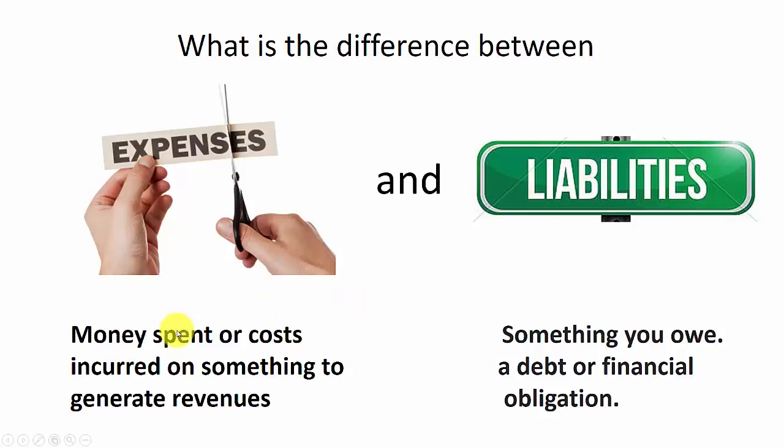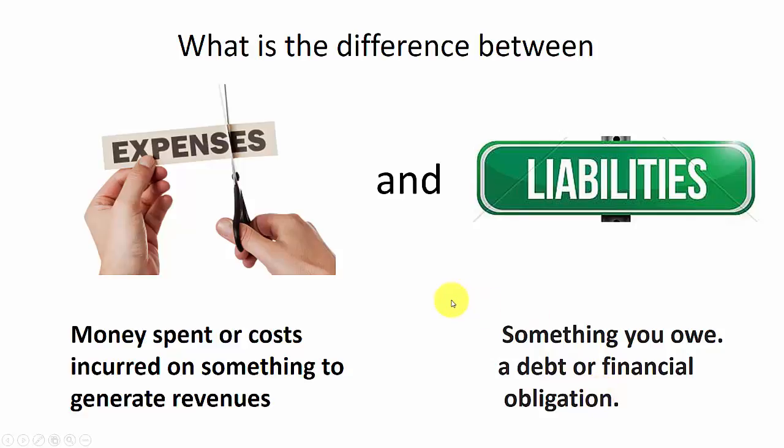Expenses are money that you spend or costs that you incur on something to generate revenues. These are things that end up on the income statement and they lower your net income. That's what expenses do. And liabilities are something you owe. It's a debt or some type of financial obligation.